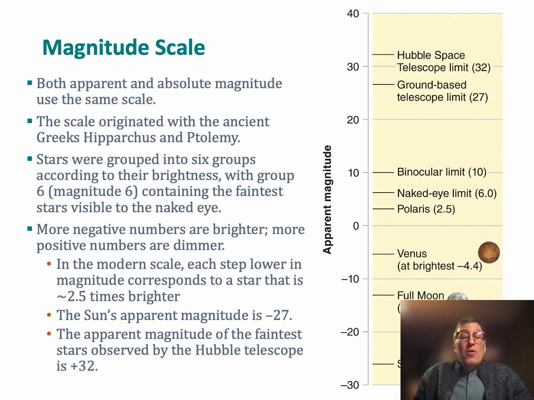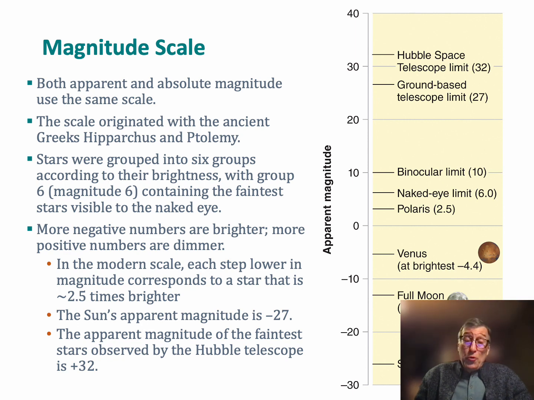In our scale, every step that you move lower in magnitude corresponds to a factor of 2.5 times brighter. So that means a magnitude 3 star is 2.5 times brighter than a magnitude 4 star.